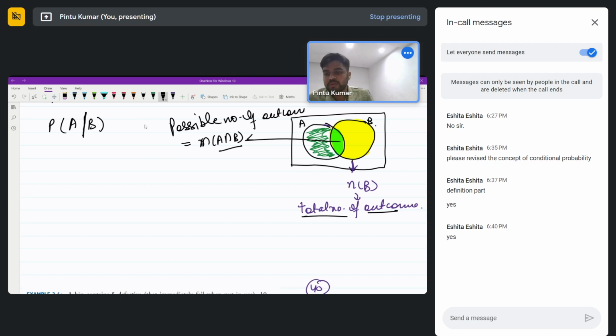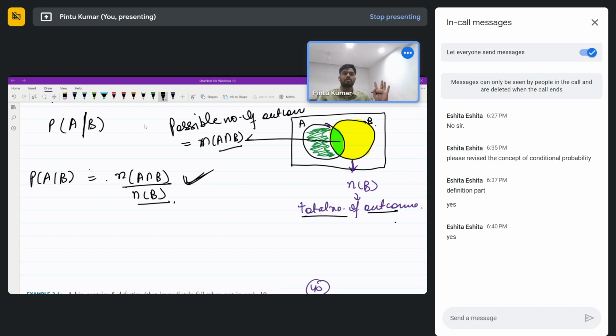Okay. So what is probability? Probability is the possible number of outcomes divided by the total number of outcomes. That is the number of elements in A intersection B divided by the number of elements in B. Now, this definition is also correct. But we want to write this in terms of some probability, so that when we are calculating, our life becomes a bit easier. So we divide the numerator and denominator by the number of elements in the sample space.